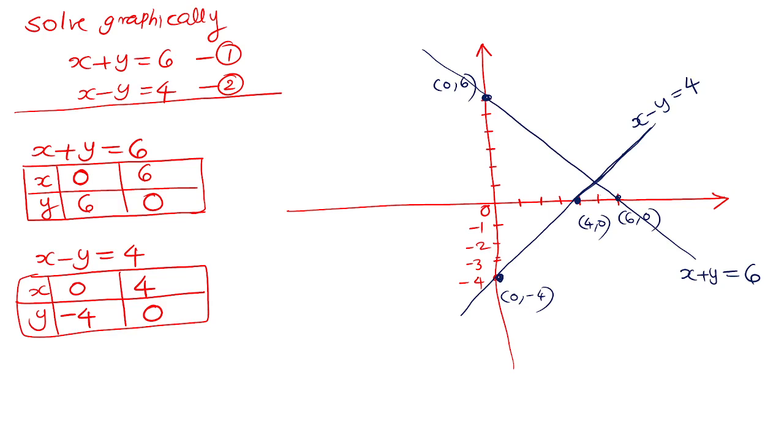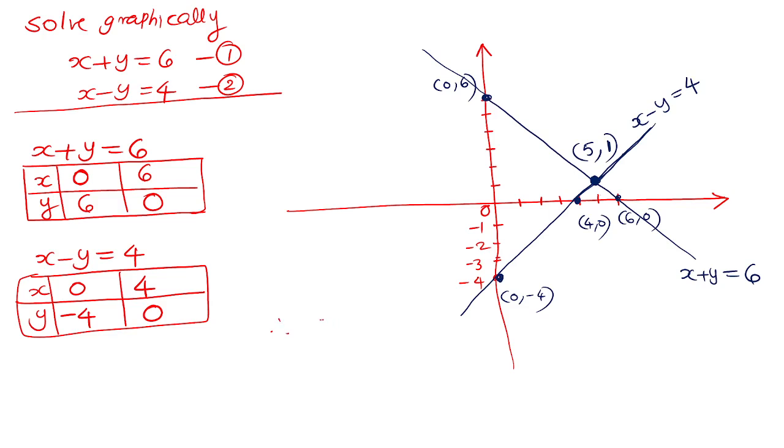Now listen. They are meeting, meaning that they have a solution. If you use scale and pencil you will get a correct solution from the graph. My graph is not exactly correct. Here you see the point of intersection has x coordinate 5, isn't it? And the point of intersection has y coordinate 1. So the point of intersection will be the solution.